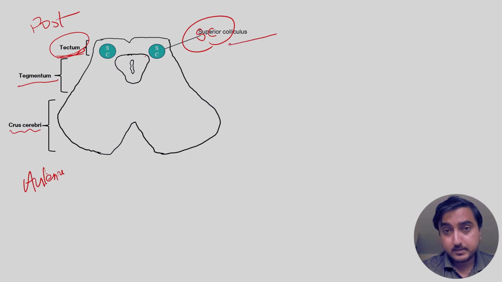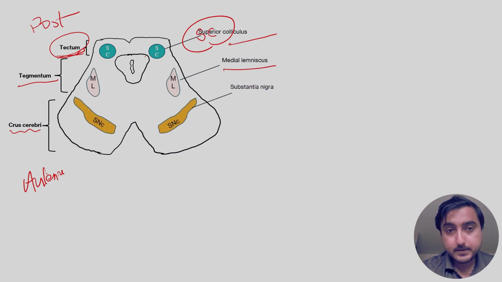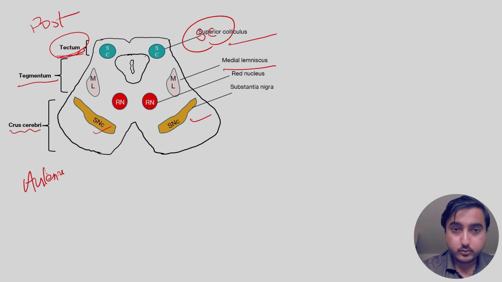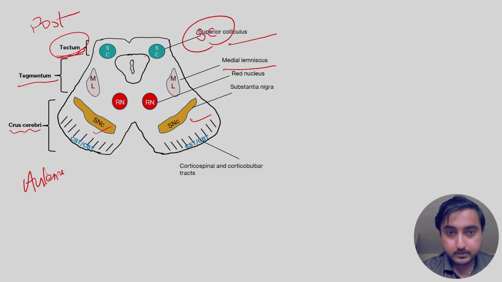As I said, this is at the level of the superior colliculus, so we have superior colliculi at the back. On the lateral side we have medial lemnisci. In the front we have the substantia nigra, and here towards the medial side we have the red nucleus. And in the most anterior portion we have the descending fibers of the corticospinal and the corticobulbar tracts.